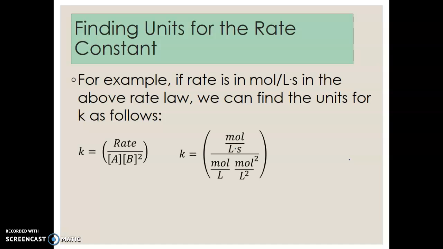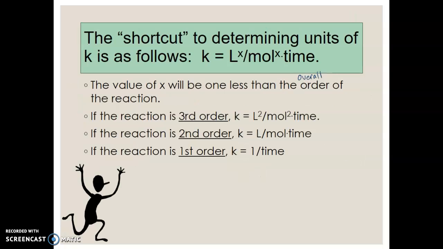So here I just plugged in what are the units, and then simplified it down here. There is a shortcut in determining the units of k, and it is as follows. k equals liters raised to a power divided by moles raised to a power times time. So the value of x will be one less than the overall order of the reaction.